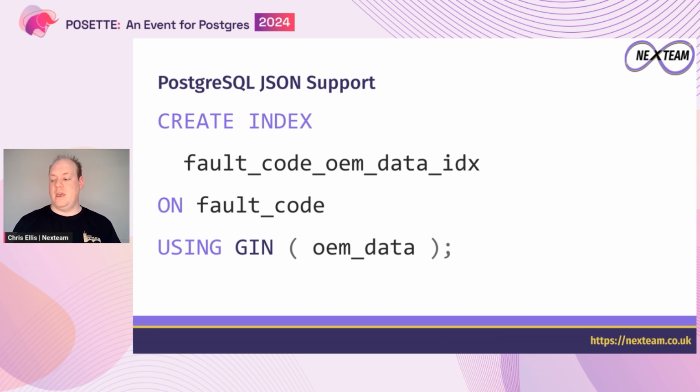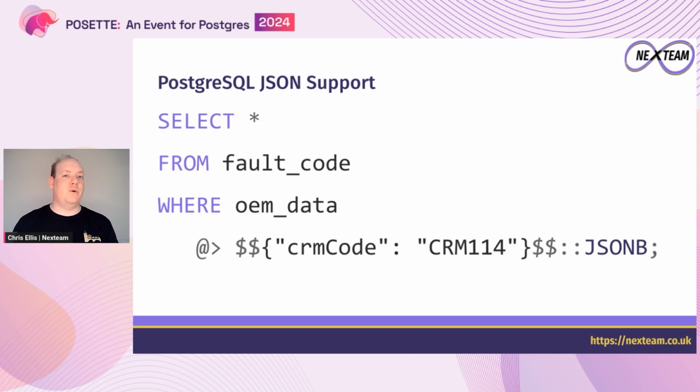the GIN index. We have to use a slightly different operator here to query it, right? We can't just use the same arrow style with equals, because that can't be pushed down to the index. But we can use a different operator, this kind of at-arrow thing, which is effectively what we'd call a contains operator. If you've ever played with Postgres arrays, then you'll have noticed this operator is the same there, where we can check if two arrays contain each other. And we can use this here to say, effectively, does the JSON document in my column contain the property CRM code and the value CRM114?